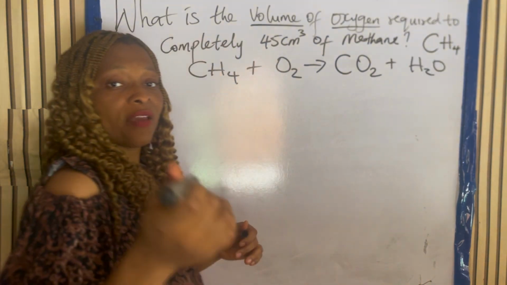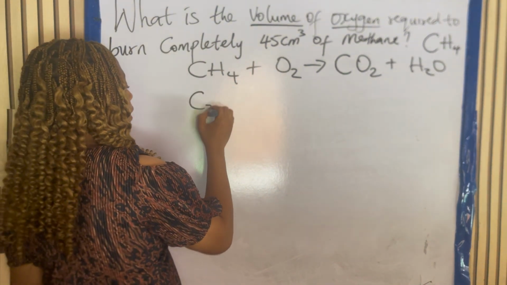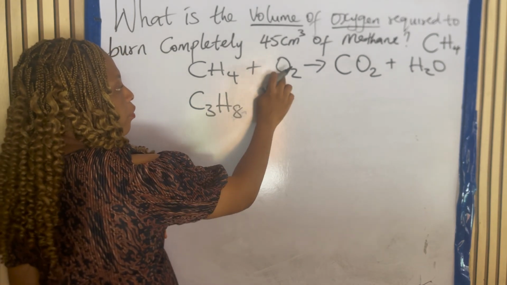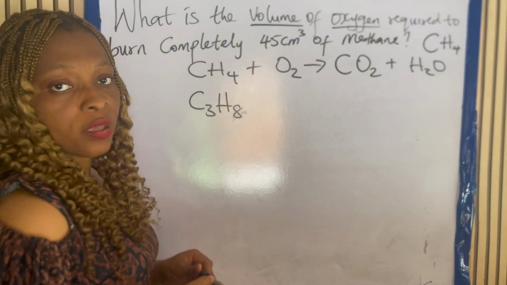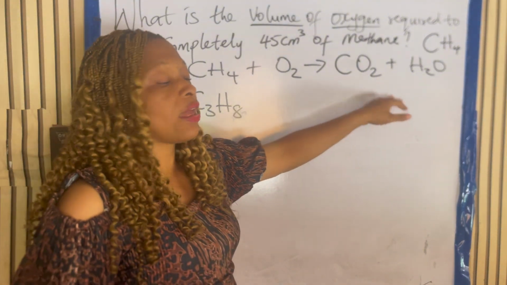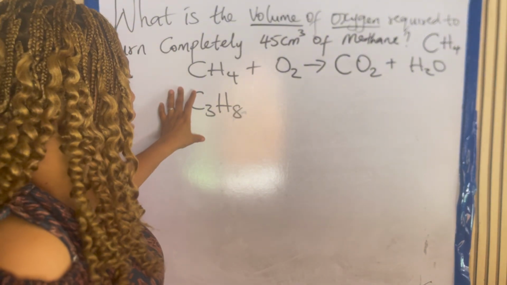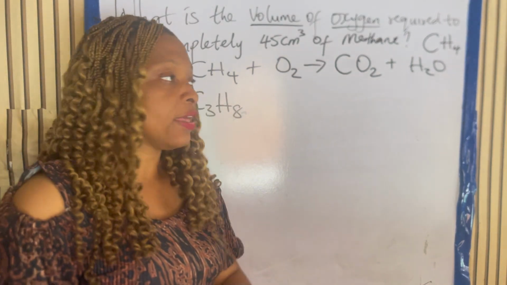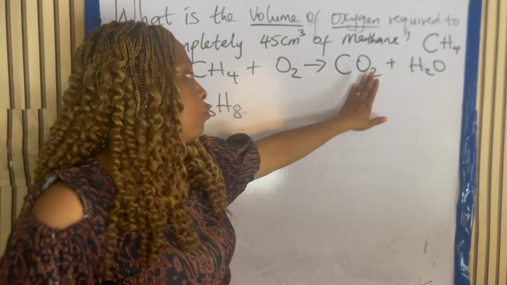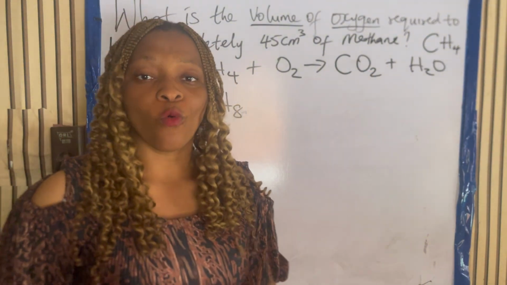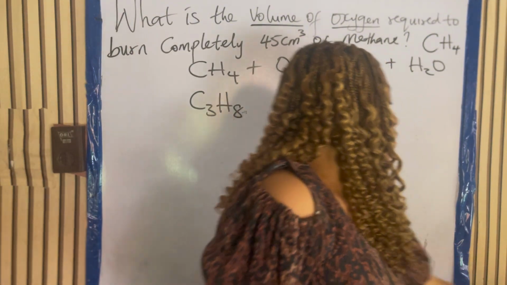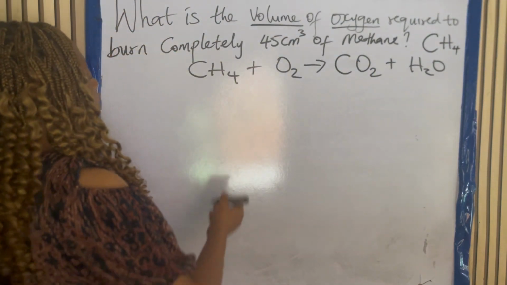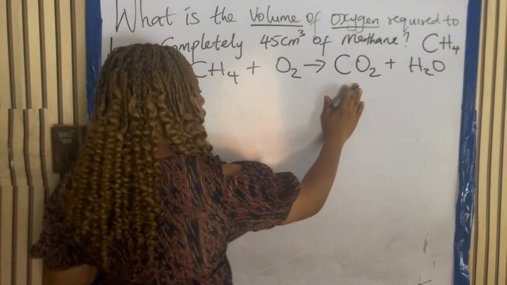So if I gave you something like propane, and I burn it up in oxygen, what's it going to give me? It's still going to give me carbon dioxide and water, as long as it's a hydrocarbon. Anything hydrocarbon that contains carbon and hydrogen only, when you burn them in oxygen, it will give you carbon dioxide and water. Please take notes. Okay, so let's continue with our class. Now, this is methane, this is oxygen, carbon dioxide and water.